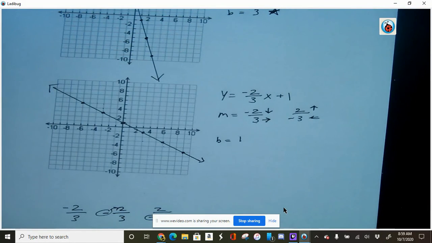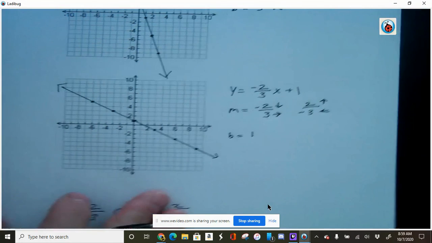And there you go. There's 4 examples on how to graph from slope-intercept form. This is the end of part 2. Part 3, we'll be talking about graphing from standard form.